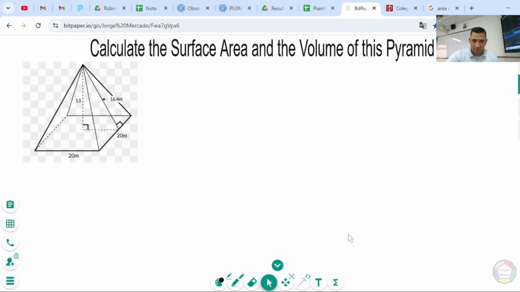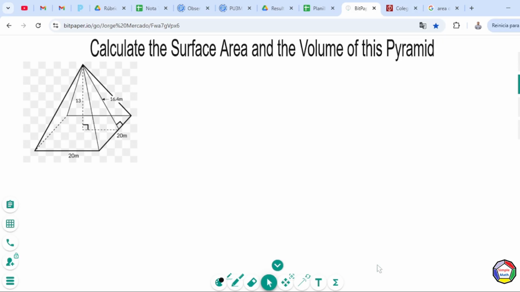I will explain today how to calculate the surface area and the volume of the pyramid. I will help you calculate the surface area and the volume of this pyramid. First, let's begin with the volume. So here we go.